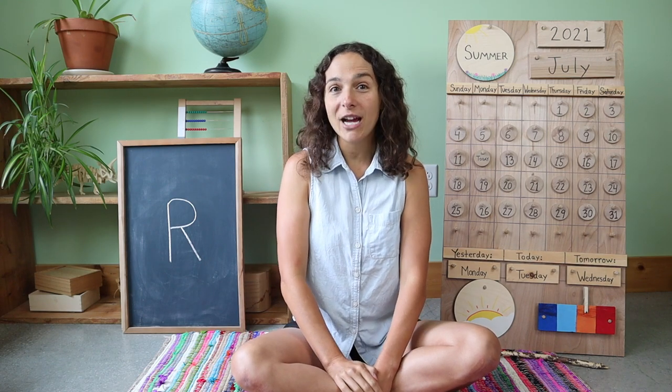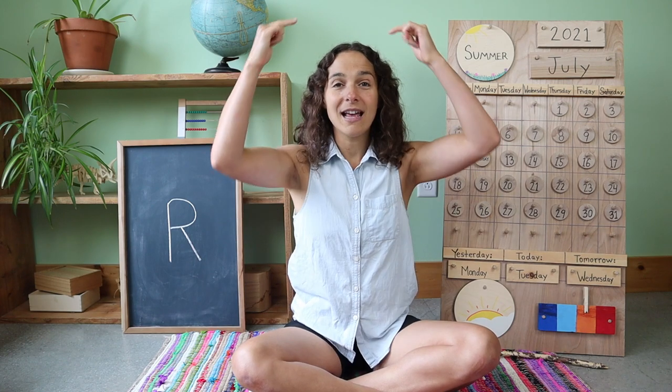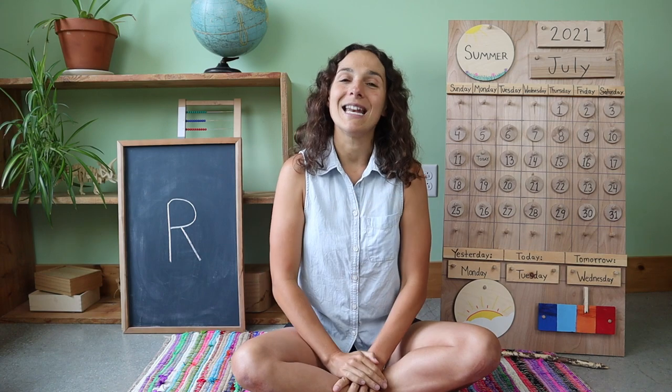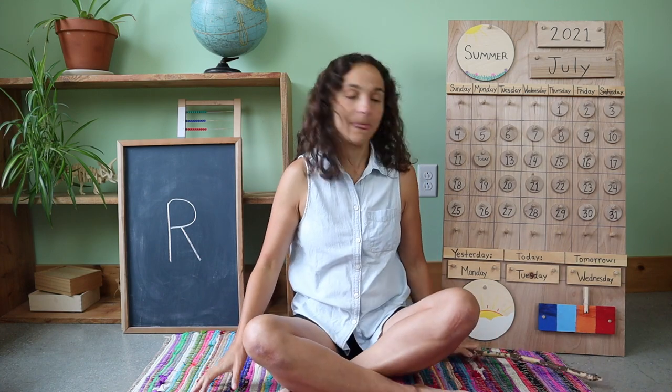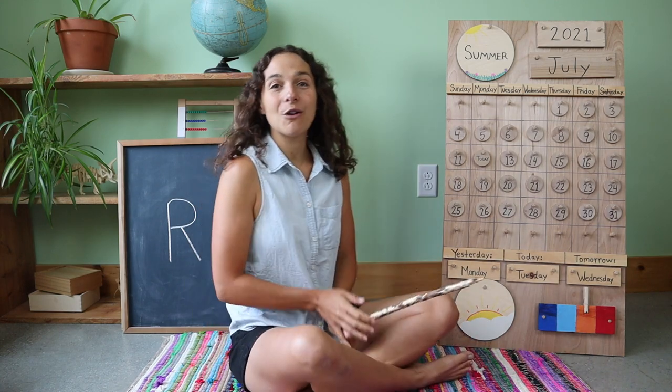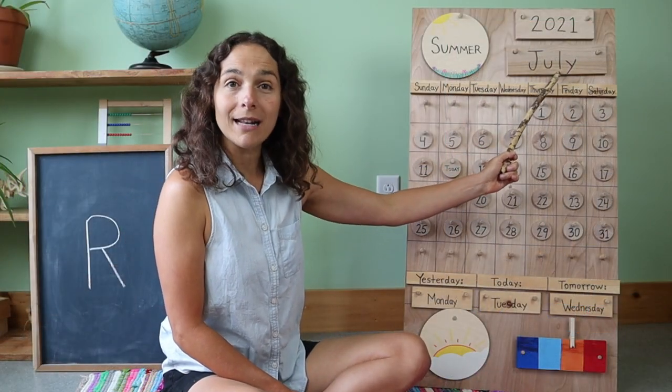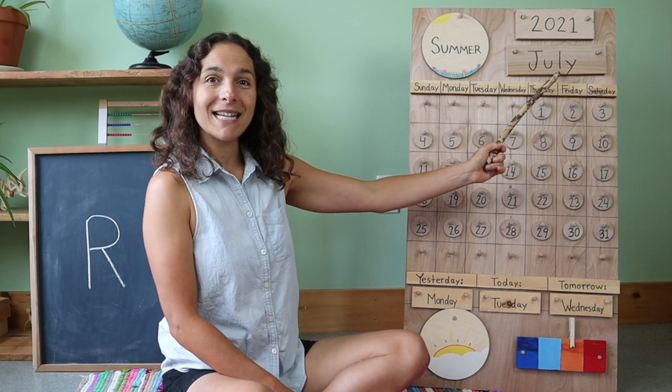So let's do a double check. Our listening ears are on, our thinking hats are on, and our hearts are all warmed up. And now we're ready for circle time. First, let's go over the date. We'll begin at the top with the month. Do you know what the month is?